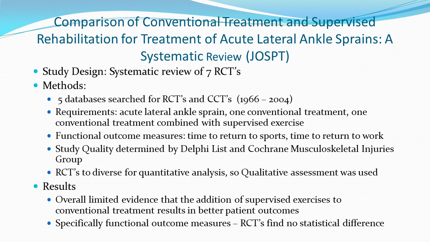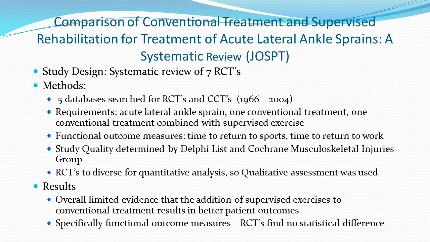weight bearing as tolerated, on crutches, instruction on early ankle exercise or home exercise program. And the third requirement was at least one treatment option consisted of conventional treatment with supervised rehabilitation training. That's your typical physical therapy in-clinic visits, with emphasis on balance training, wobble board, and coordination exercises. Functional outcome measures were time to return to sports and time to return to work. There's a host of other secondary outcome measures.